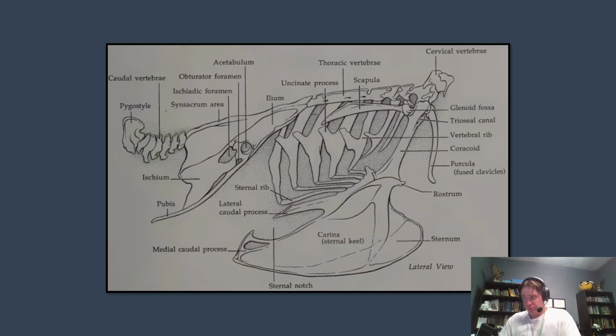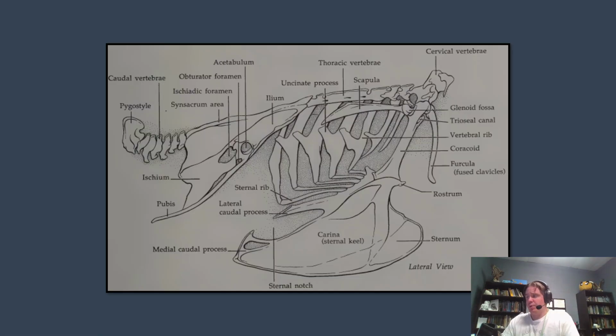So let's talk about that. Let's talk about some of the things going on here that are particularly interesting. There are really 2 things we can add to talk about in this picture that I think are very interesting. The first is this carina, or sternal keel.